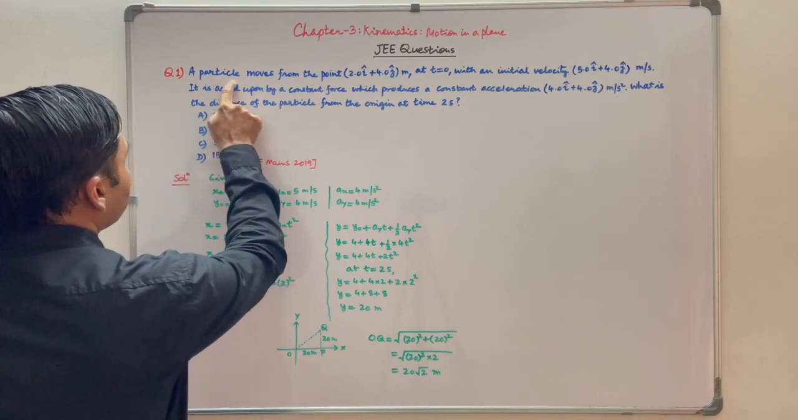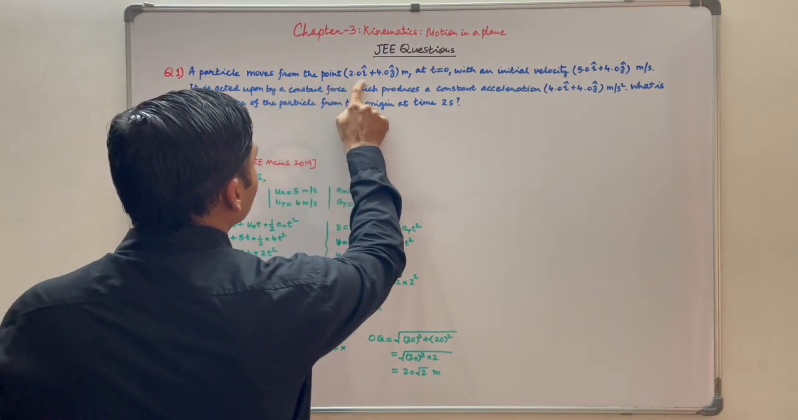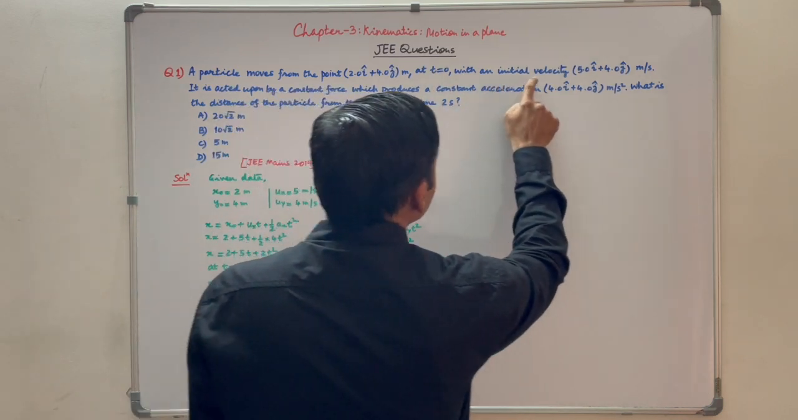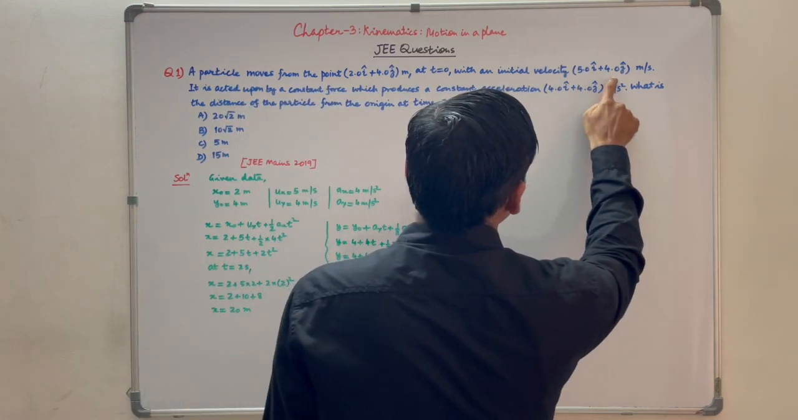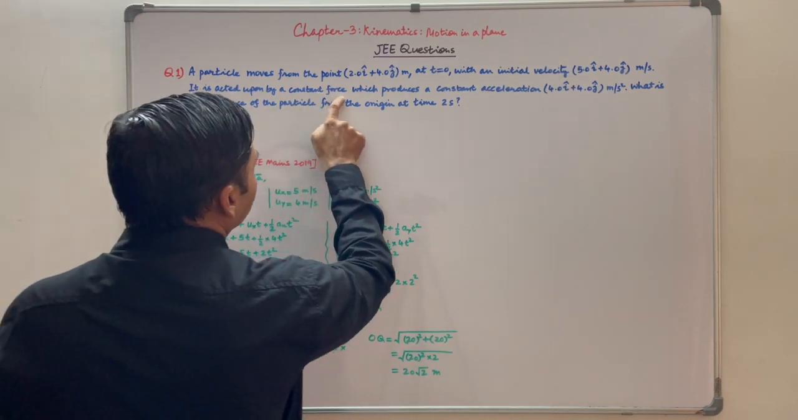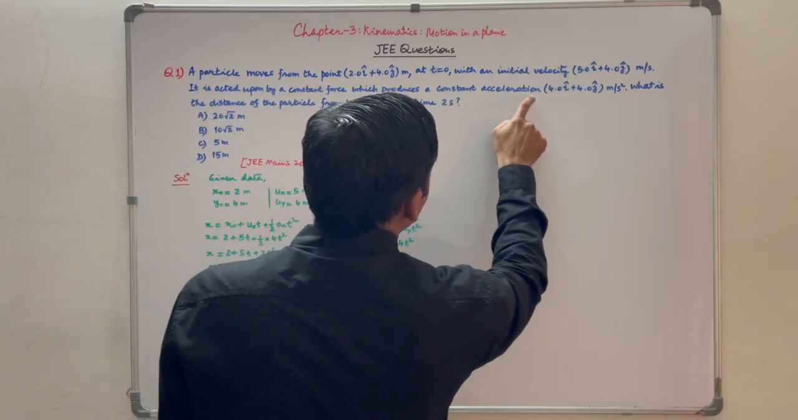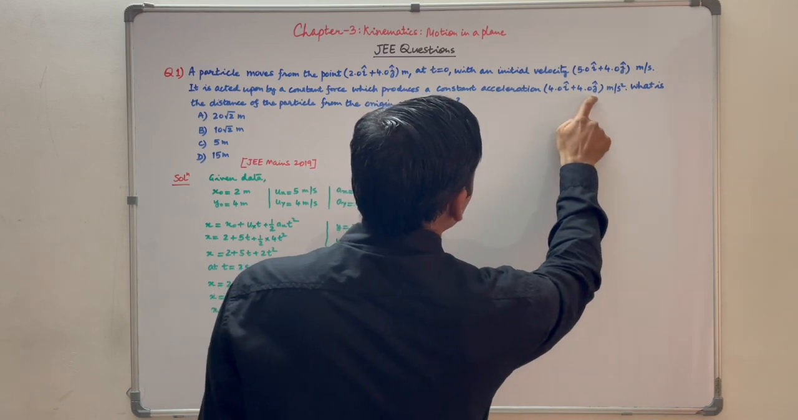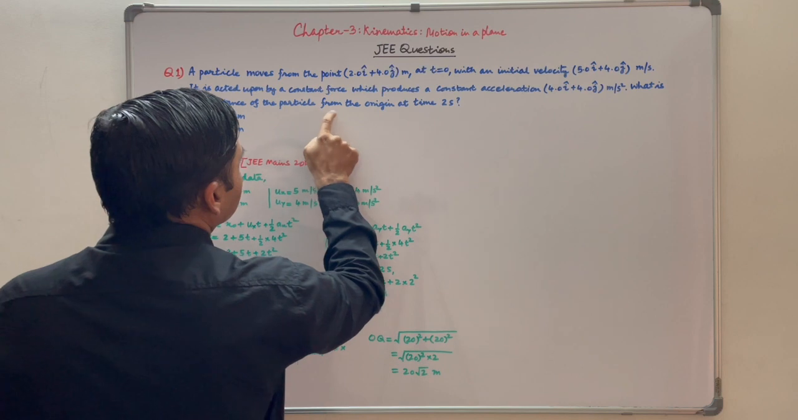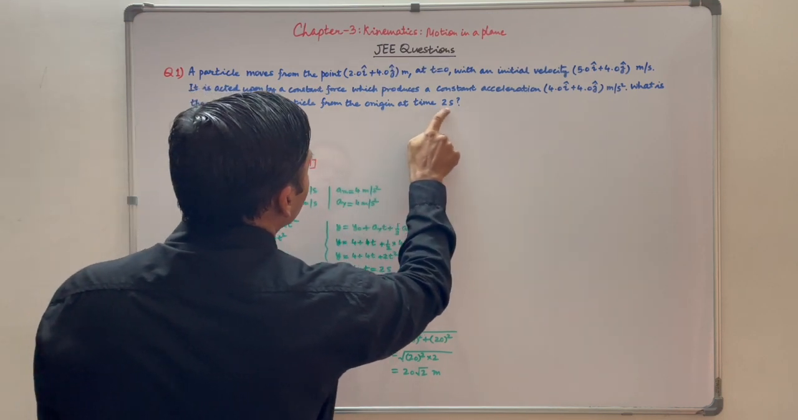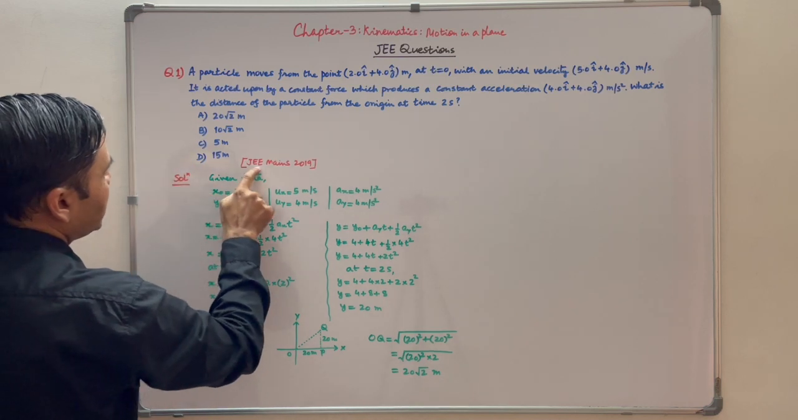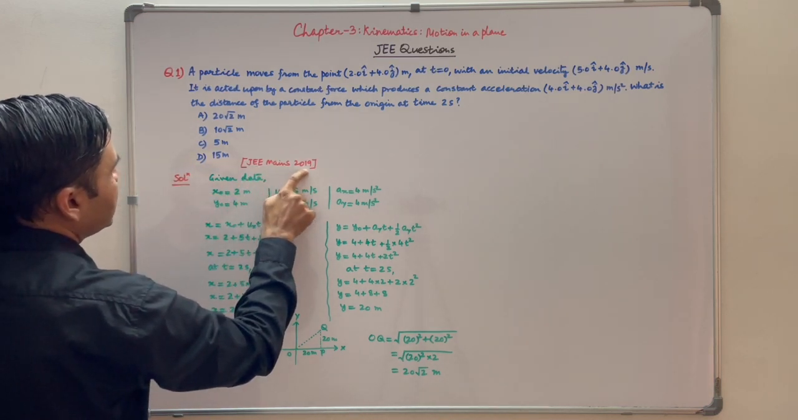First question: a particle moves from the point 2i plus 4j meter at t equals 0 with an initial velocity 5i plus 4j meter per second. It is acted upon by a constant force which produces a constant acceleration 4i plus 4j meter per second square. What is the distance of the particle from the origin at time 2 seconds? These are the options given. This question appeared in JEE Mains 2019.